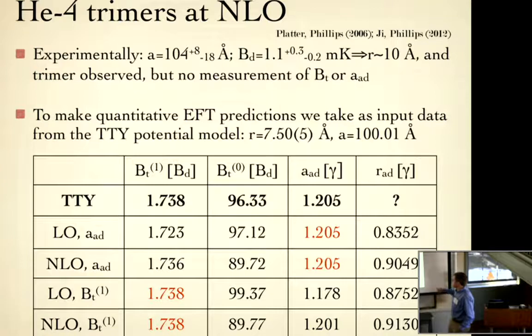From the point of view of this theory, this deep state is actually right at the edge of applicability of the theory. The two different results here come from whether you take the atom-dimer scattering length as input or the excited trimer as input. But by the time you get to next to leading order, it doesn't matter.